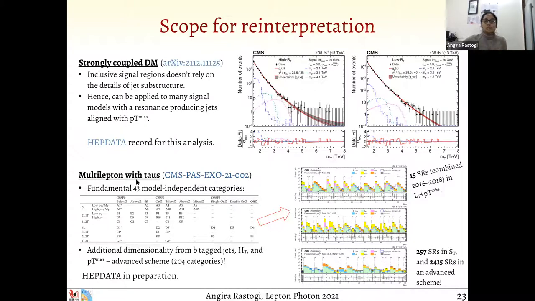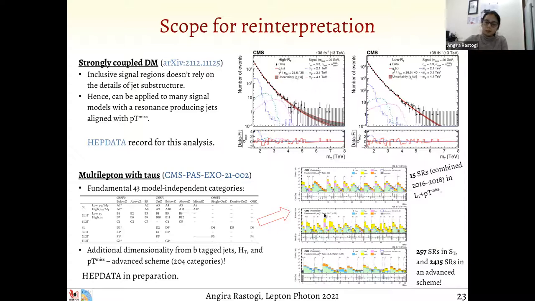We also have the multi-lepton with taus analysis, which has model-independent categories in addition to the BDT-based signal search. Those categories are defined with the help of the flavor of the light lepton pair, the charge of the pair, and the mass of the pair, which can be on Z, below Z, or above Z. In each of these categories, we plot a distribution of LT plus MET, or ST, to get these data tables where any other BSM signal which gives multi-leptons can be interpreted.